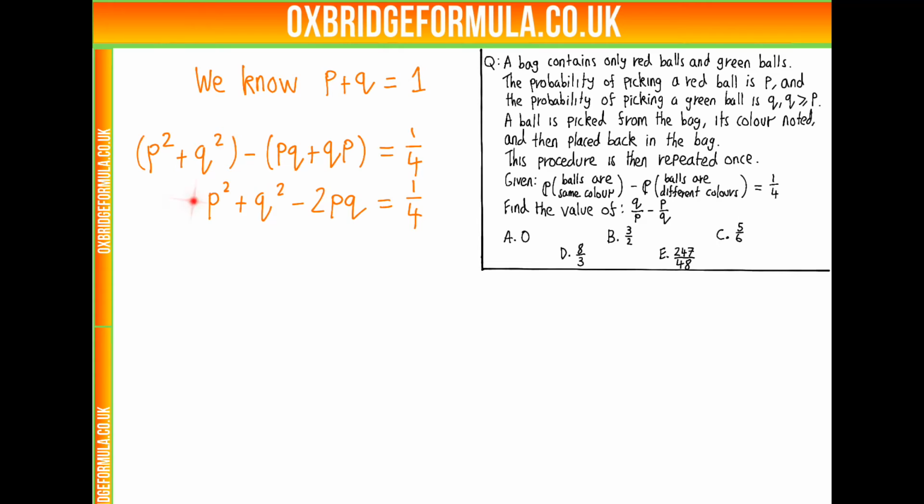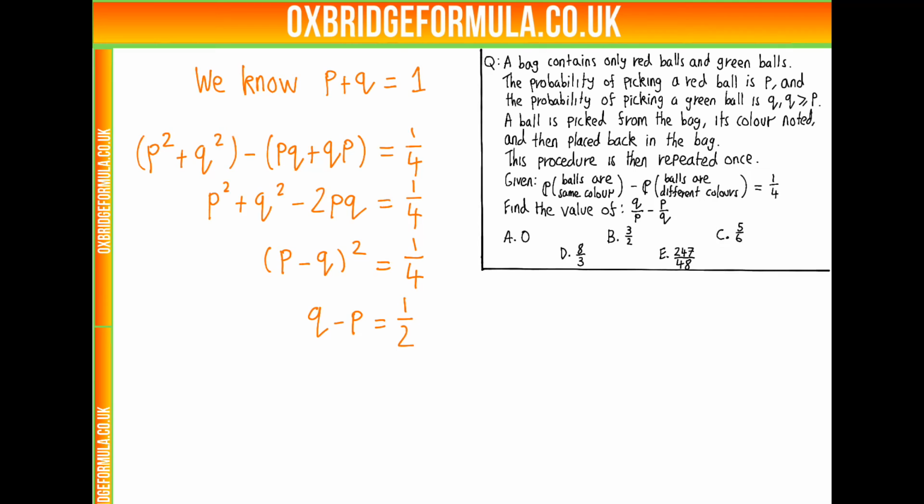And you'll notice that this looks like the expansion of something. Indeed it is. If we do P minus Q squared, we get P squared plus Q squared here, and minus this 2PQ term here. So what do we do from here? Well, we want to square root both sides to get P minus Q is equal to a half. But we've got to be a bit careful, because we know Q is greater than or equal to P. So if we take the positive square root of this, we don't get P minus Q, we actually get Q minus P. So our next line is Q minus P, not P minus Q, is equal to a half.